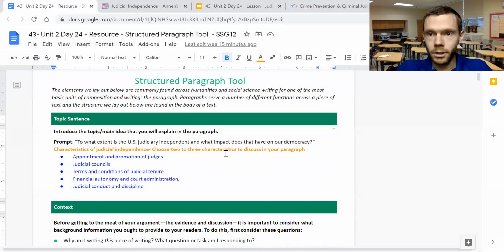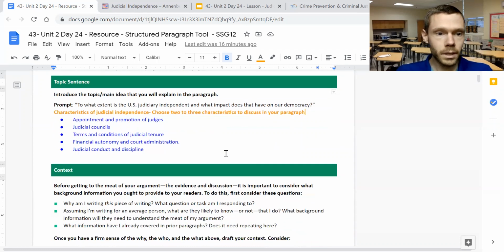Most likely your teacher had you read one or two characteristics of judicial independence in small groups when you were in class. The five components are appointment and promotion of judges, judicial councils, terms and conditions of judicial tenure, financial autonomy and court administration, and judicial conduct and discipline. We'll look at one sample reading in a few moments.